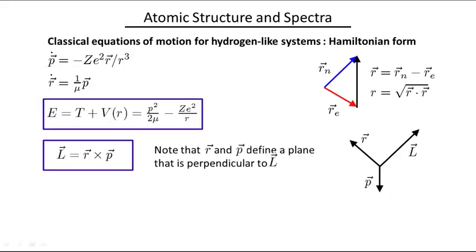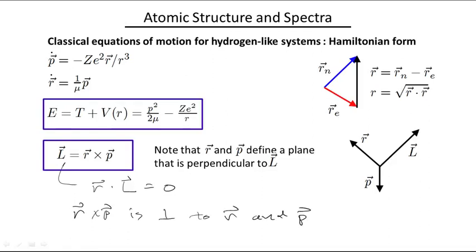So I hope it was clear to you in thinking about that, for example, here's the definition of angular momentum. And so this means that R dot L is equal to 0. Let's see, how do we see that? Well, we know that R cross P is perpendicular to R and P. Very, very simple result of vector algebra.